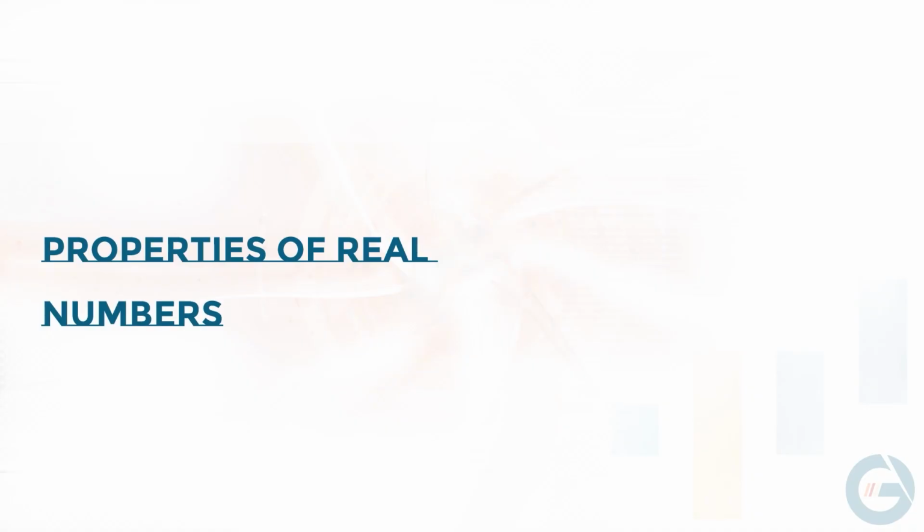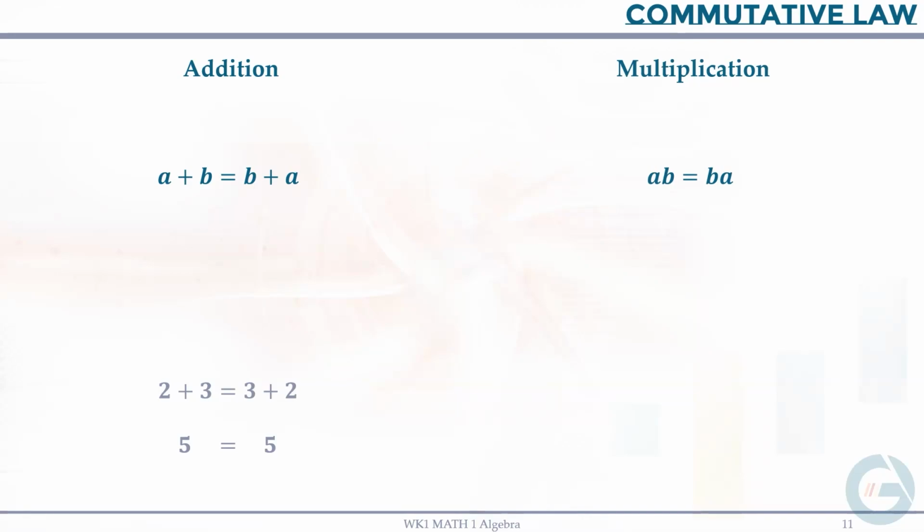Next are the properties of real numbers. So first we have the commutative law of addition. So a plus b is the same as b plus a. So for example, we have 2 plus 3. That is also the same as 3 plus 2. So 2 plus 3 is 5 on the left side. 3 plus 2 on the right side is also 5. So we also have the commutative law of multiplication. So a times b is the same as b times a. So of course, 2 times 3 is the same as 3 times 2. So 2 times 3 is 6 on the left side of the equation. 3 times 2 on the right side is also 6.